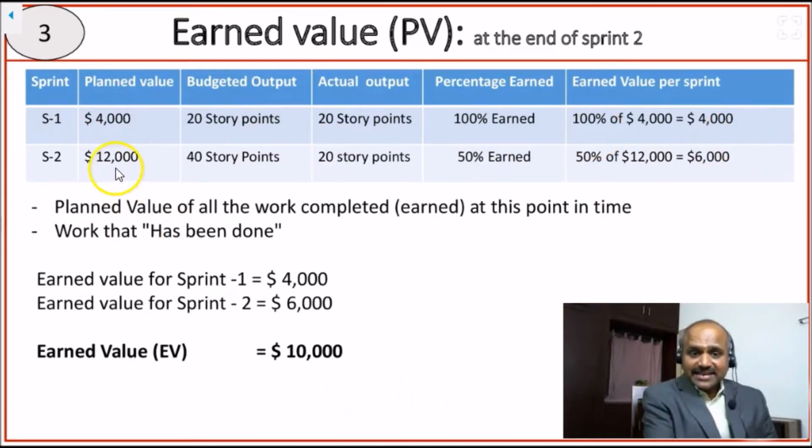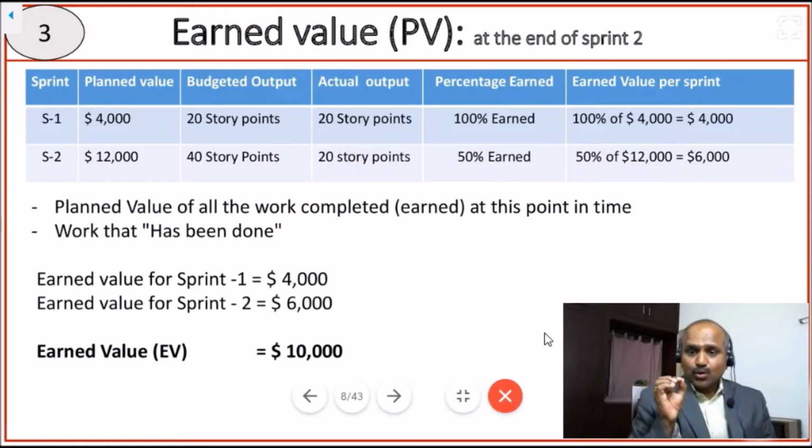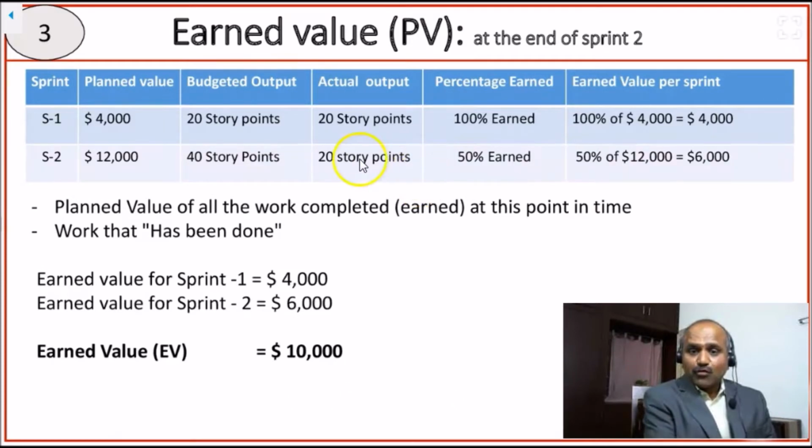When it comes to the second sprint, we planned for $12,000 and 40 story points worth of work was expected, but the team completed 20 story points worth of work. That means the team completed only 50% of what we planned. So that's why we earned 50% of the planned value. That means 50% of the 12,000, which is 6,000.